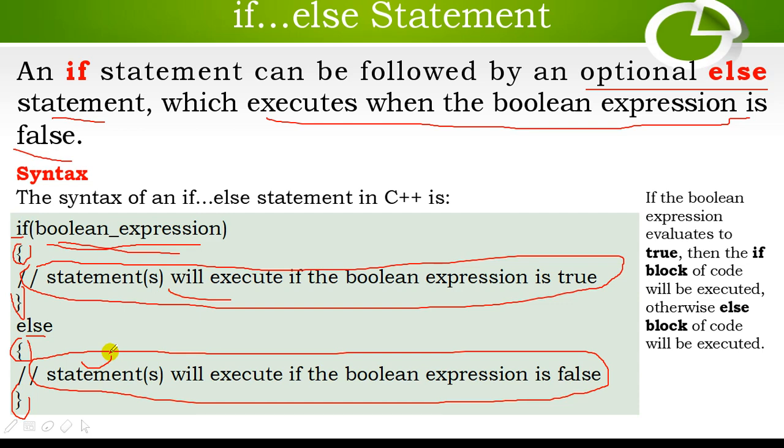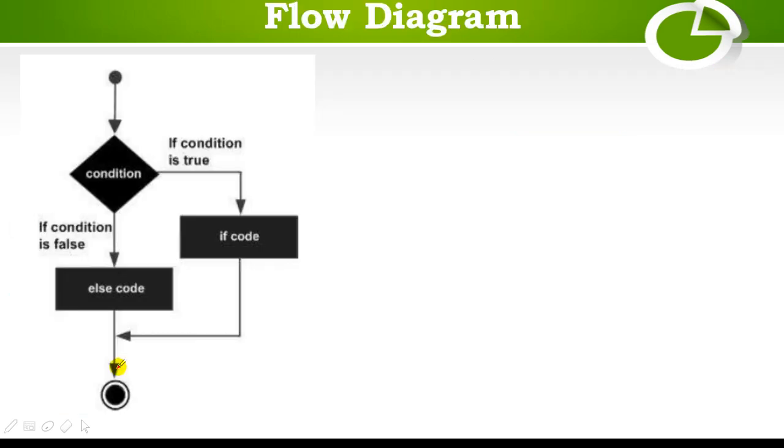If the Boolean expression evaluates to true, so if whatever expression here evaluates to true, then the if block code will be executed. This block of code here, whatever we put here, will be executed. Else, whatever we put here will be executed. So let's see the diagram.